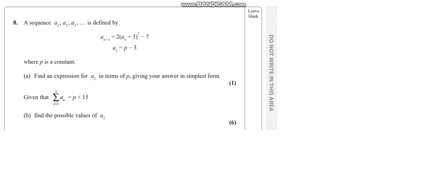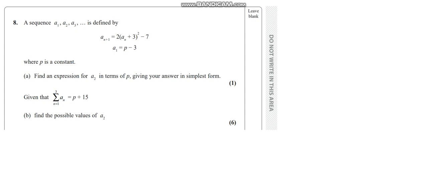Today we are attempting the 8th question on the International Advanced Level Pure Mathematics P2. So without further ado, let's get started. The 8th question is all about a sequence a1, a2, a3 defined by a(n+1) = 2(a(n) + 3)² − 7, where a1 is given as p − 3, where p is a constant. Part a asks us to find the expression for a2 in terms of p, giving your answer in the simplest form.